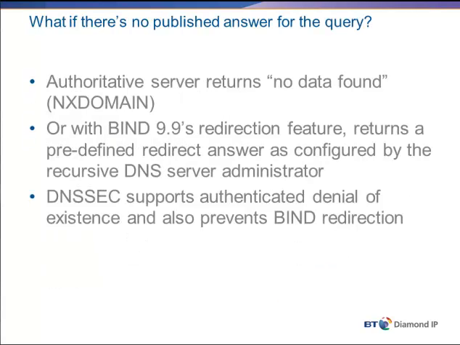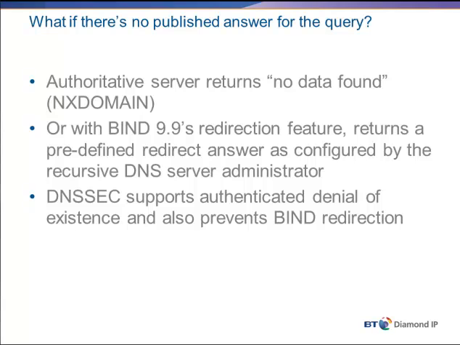So what if there is no published answer for the query? For example, if I issue a query for a www record, typically once you go down the domain tree and find the authoritative server, it's going to respond either with the answer, or with I'm authoritative for this, but there is no host by that name. And it'll come back with no data found, or NXDOMAIN as it's called. That's the name of the error message that comes back in the DNS message header.